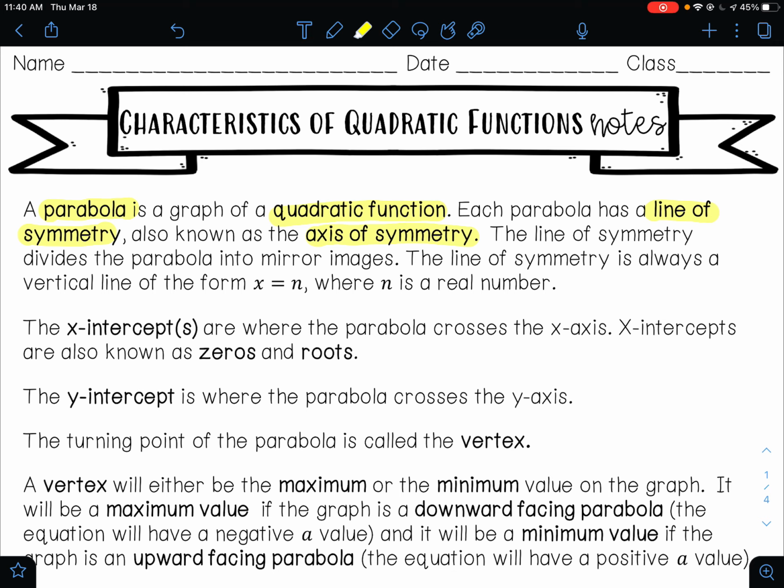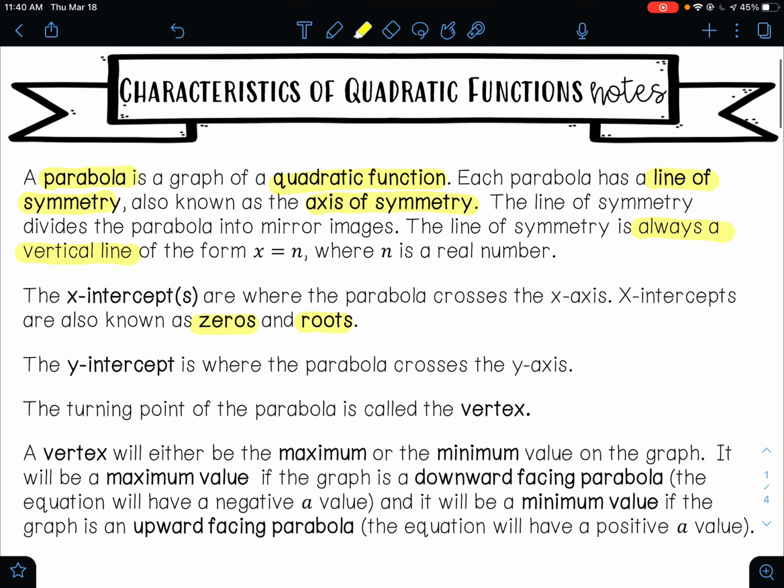The line of symmetry is always a vertical line of the form x equals n, where n is a real number. The x-intercepts are where the parabola crosses the x-axis. X-intercepts are also known as zeros and roots. When you solve a quadratic equation, you are finding the x-intercepts. The y-intercept is where the parabola crosses the y-axis.